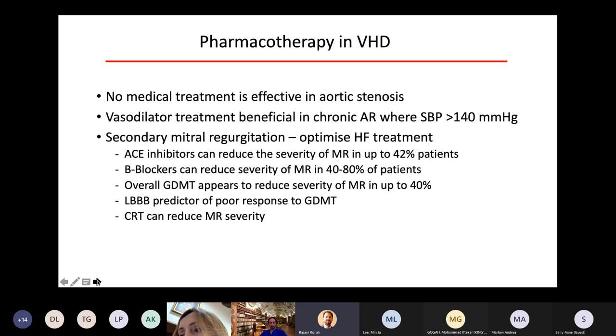One little top tip, which we've learned from the literature, is that the presence of left bundle branch block is a poor predictor of response to goal-directed medical therapy. So if you have left bundle branch block, patients are likely not to exhibit a significant improvement in MR severity with medication alone. CRT also appears to be an effective therapy in patients with heart failure and significant mitral valve regurgitation in reducing MR severity.